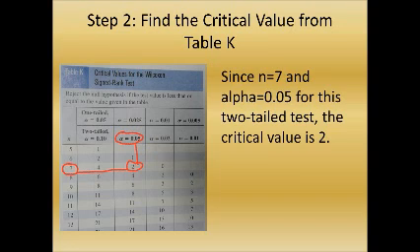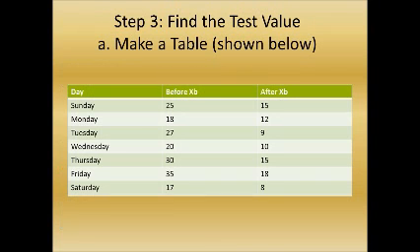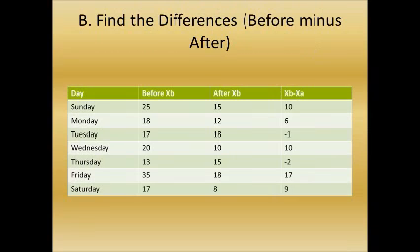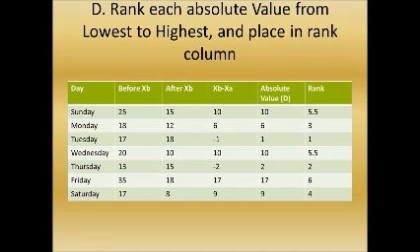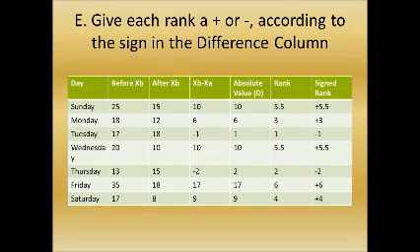Next, we find the test value. We start by making our table. We find the differences between the before and after variables. Then we find the absolute value of the differences. Next, we rank each absolute value from the lowest to the highest and place them in the rank column. After that, we give each rank a plus or minus sign according to the sign in the difference column. We find the sum of the positive and negative ranks separately.